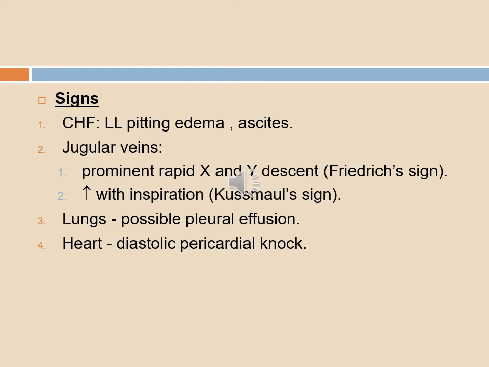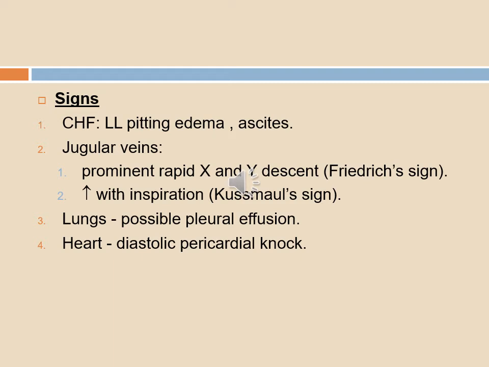Regarding the signs, it could go through a congestive heart failure state with bilateral lower limb pitting edema and ascites. Through the jugular veins of the patient, the neck veins, you could see a sign called Friedreich sign, which is an exaggerated drop in the diastolic central venous pressure, particularly with a stiff calcified pericardium. It's a sign of abrupt collapse of the neck veins and a marked descent in the central venous pressure waveform, as a prominent rapid X and Y descent. And a Kussmaul sign.